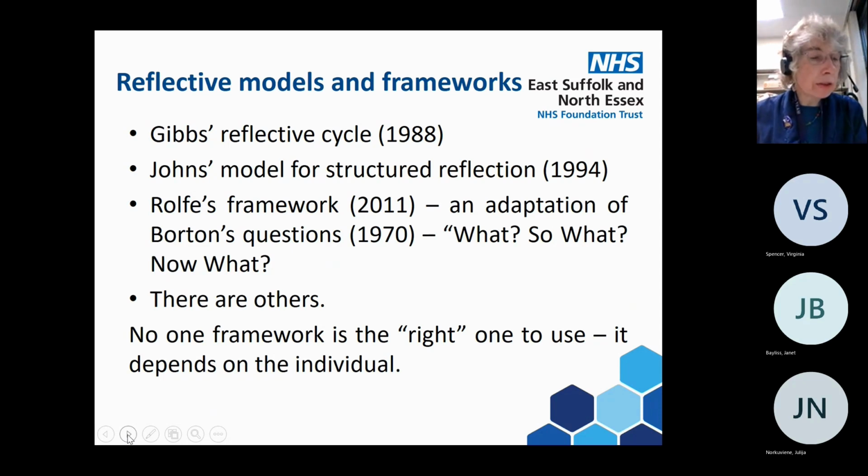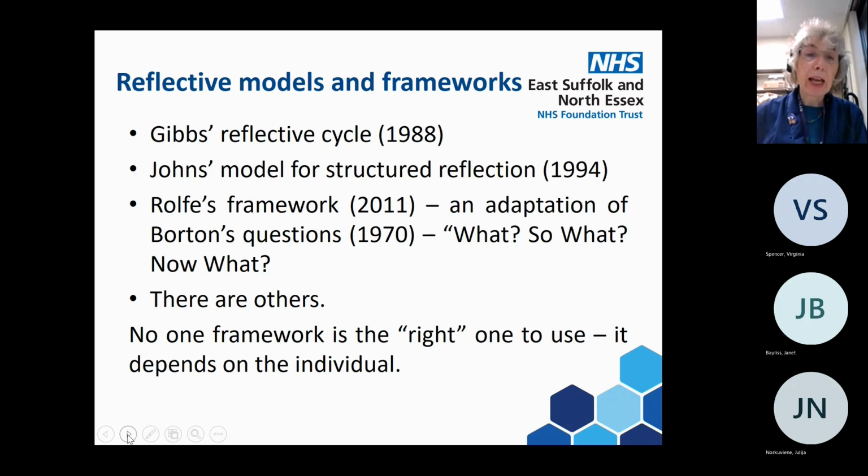Johns's model for structured reflection is not a cycle, it's like a sort of grid, and that is one related to nursing. Johns is Christopher Johns, and that was originally published in 1994 in the Journal of Clinical Nursing. And all the references to do with these will be in the handouts and also on our website.